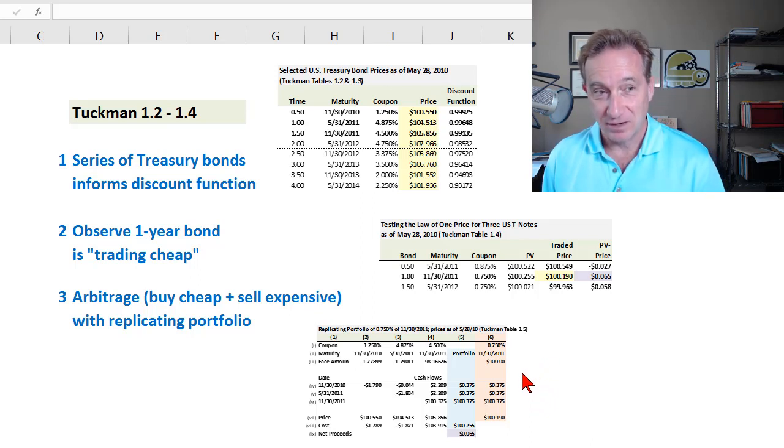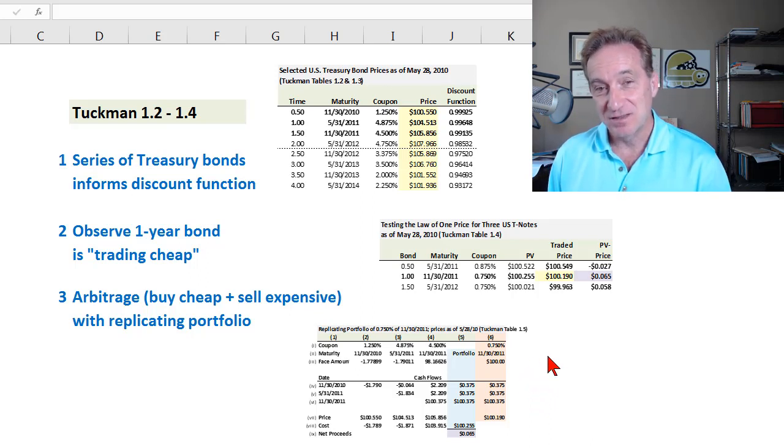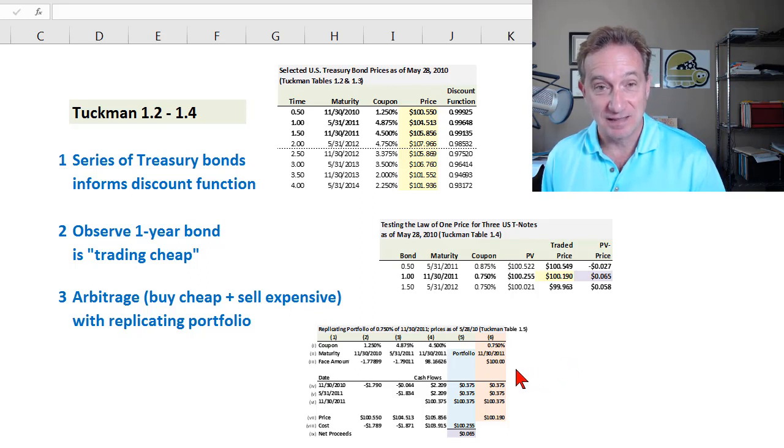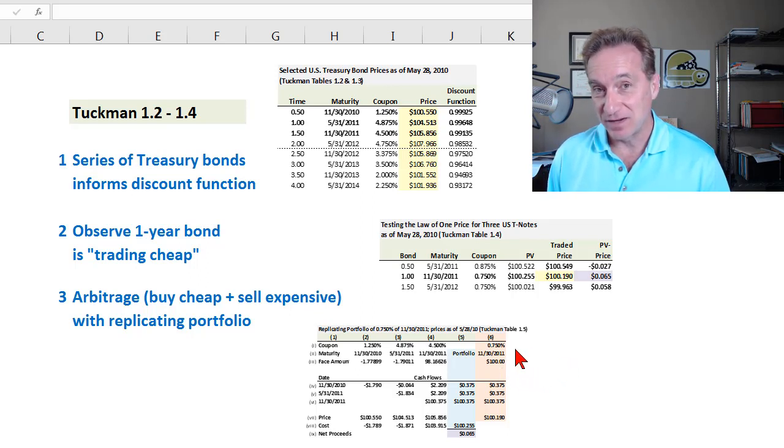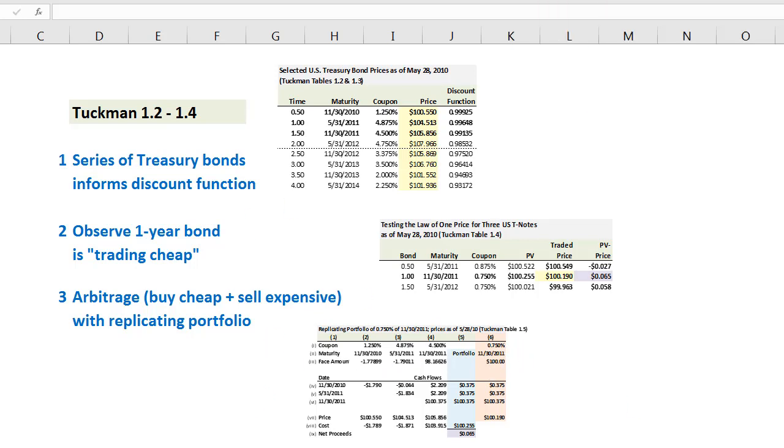6.5 cents sounds like not very much. Tuckman reminds us that that could be leveraged up to a profit of over $300,000. Okay, so now let's take a look at these 3 steps.